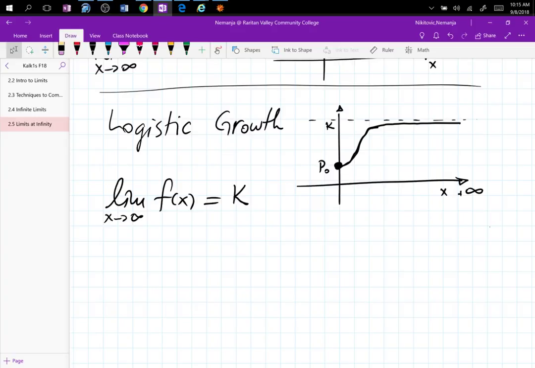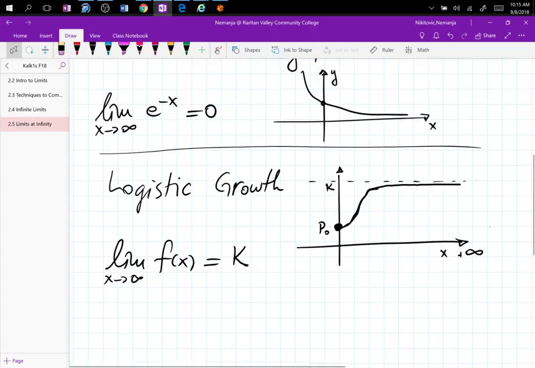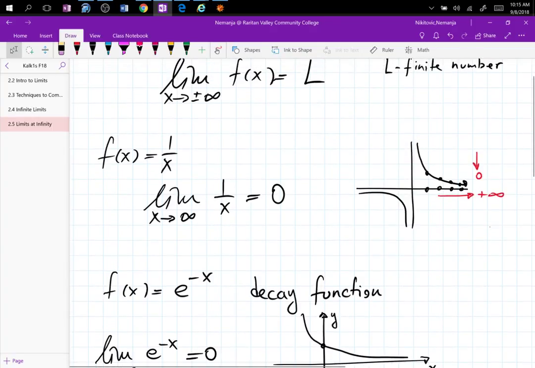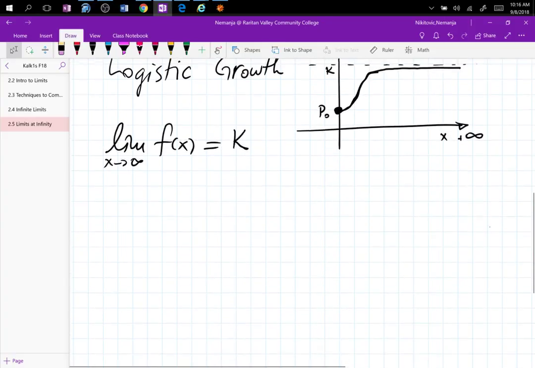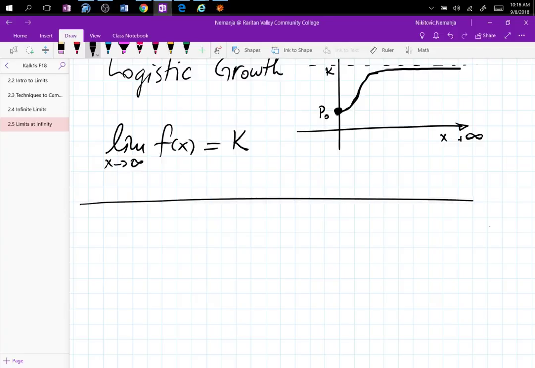So we have logistic growth, and you see that all of these examples that we covered have x going to infinity, and then there is an answer that we hit. And that's it. So now let's talk about the application, which is horizontal asymptote.